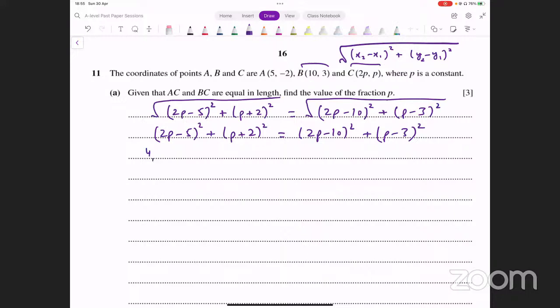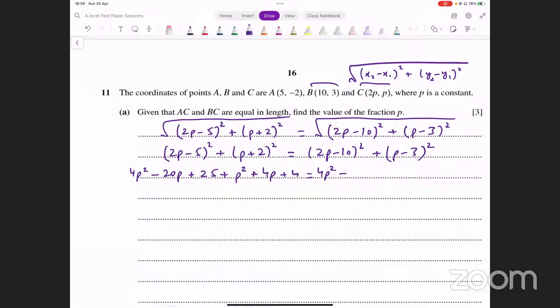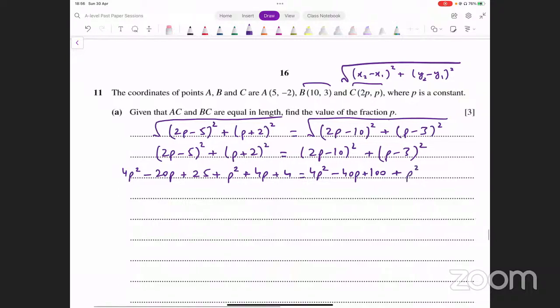Okay, so this is 4p squared minus 2 into 2p into 5. What is that going to be? That's 20p plus 25 plus p squared plus 4p plus 4. Then on the right side, you have 2p whole squared. That's 4p squared minus 2 into 2 into 10. That is 40 minus 40p plus 100 plus p squared minus 6p plus 9.